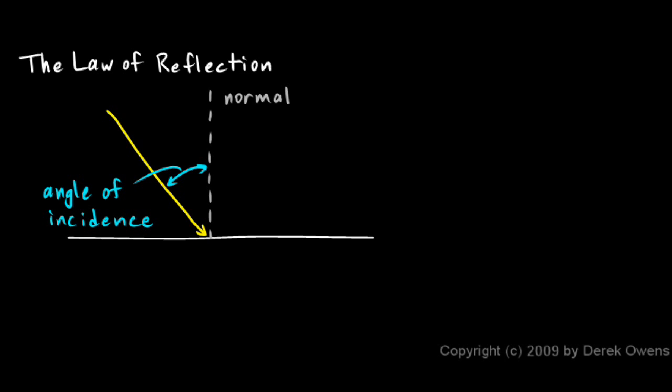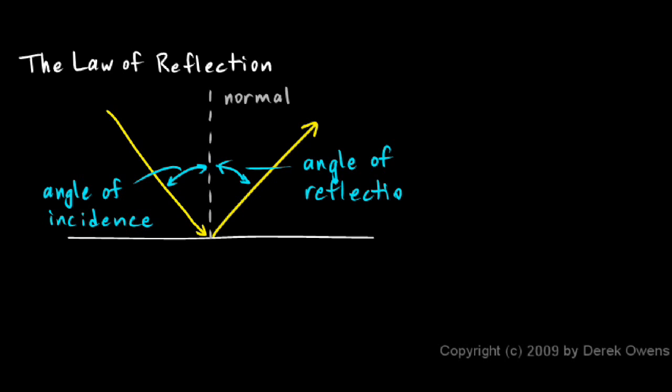So the incoming ray is the incident ray, and the angle that it makes with the surface normal is called the incident angle, or the angle of incidence. And then the ray hits the surface and it bounces off. And this angle here is called the angle of reflection. And this ray bouncing off is, of course, called the reflected ray.